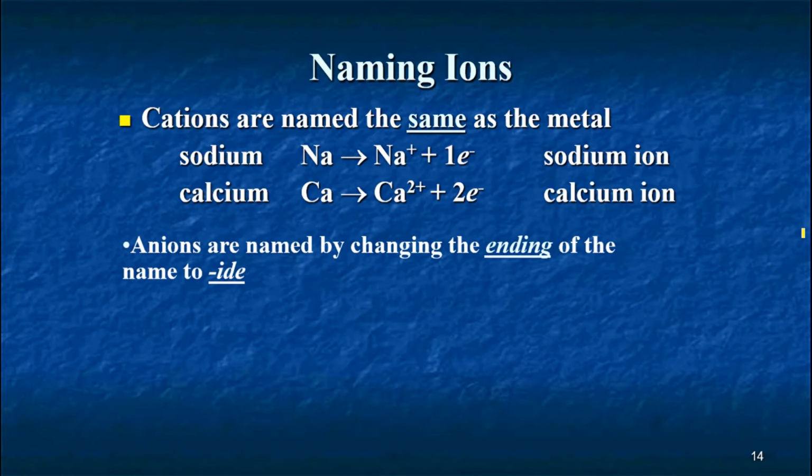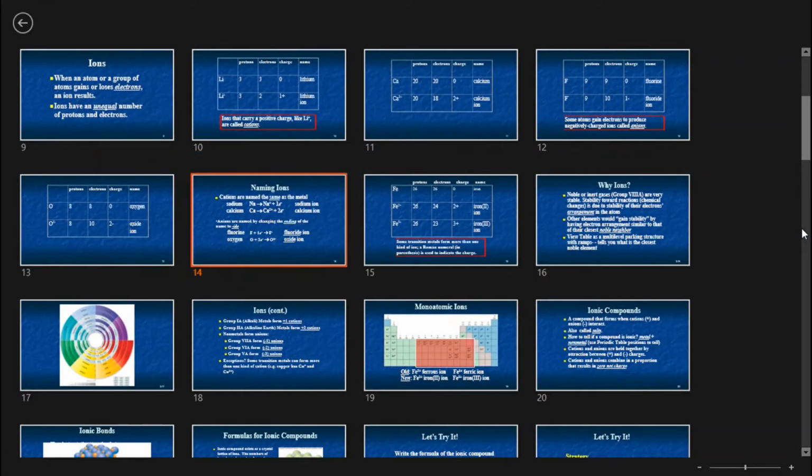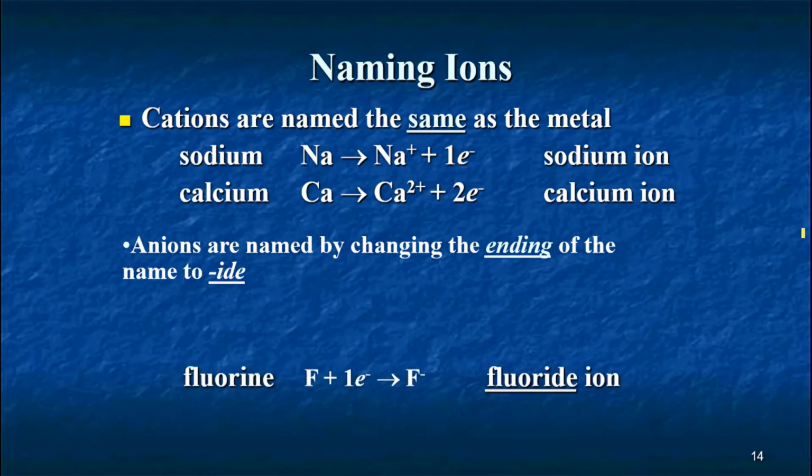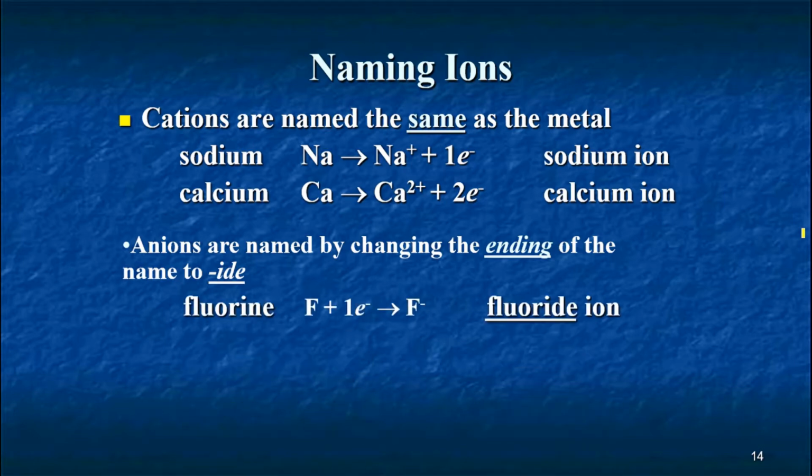Now, with anions that are made from an atom of an element, we simply change the ending of the name to the IDE form. So fluorine would gain an electron to form the fluoride ion. Oxygen would gain 2 electrons to form the oxide ion.